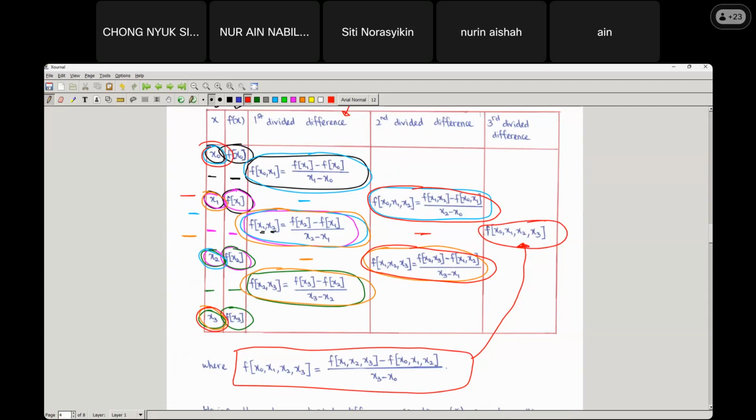Now, guys, this is very important. Can you see it is overlapping? So, for example, if you calculate this f[x0, x1] wrongly, all your calculation will be affected. So be careful when you do your calculation. Make sure you do it correctly. If one is wrong, everything will be wrong. So I give you the warning. All right. Okay, next.